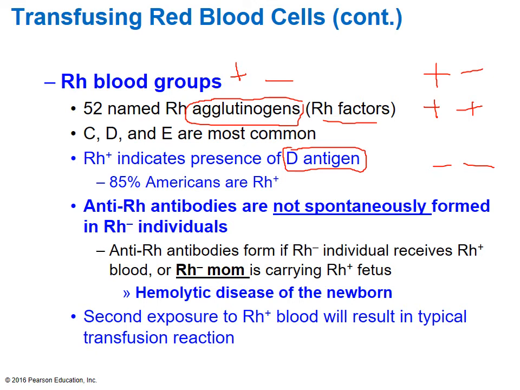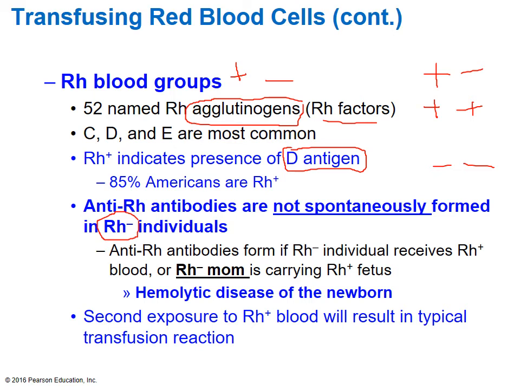Now, something really interesting about the Rh blood group is that, unlike your ABO blood group, you will not produce antibodies against it unless you are exposed to Rh. What does that mean? Well, if you're Rh positive, you really don't care if you're receiving Rh positive or Rh negative blood, because you know what the receptor looks like. So you don't care if the blood you receive has the receptor or doesn't. However, if you are Rh negative, you have no idea what the D antigen looks like.